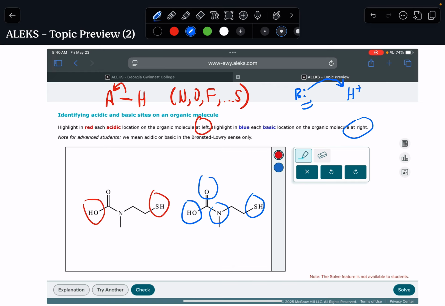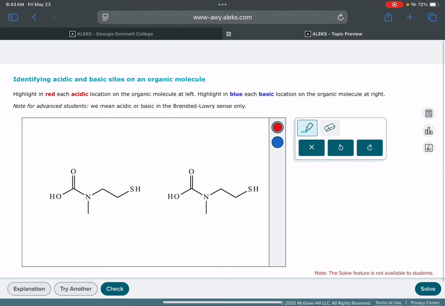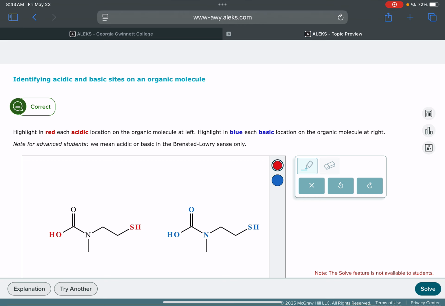Let's go back over to the window. Acid is going to be, there's a hydrogen bound to electronegative element, so is there. Okay, and the basic sites are going to be anything with a lone pair of electrons if it's an electronegative element. Boom, boom, boom, and boom. I think that's it. Okay, let's try one more.